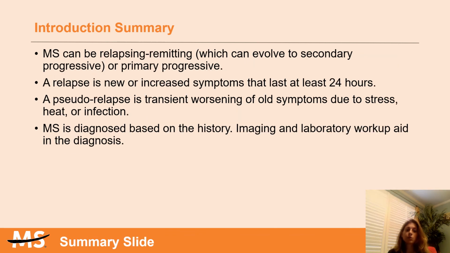A relapse is new or increased symptoms that last at least 24 hours. A pseudo-relapse is transient worsening of old symptoms due to stress, heat, or infection. And remember, MS is diagnosed based on the history, and imaging and lab workup aid in the diagnosis.